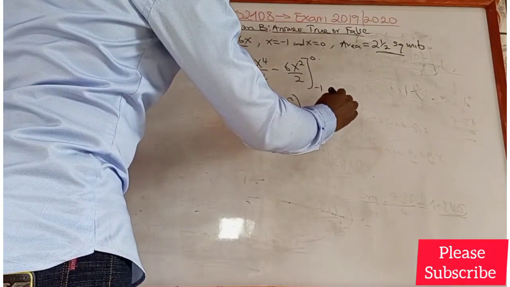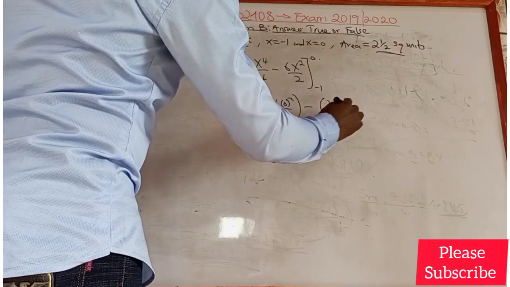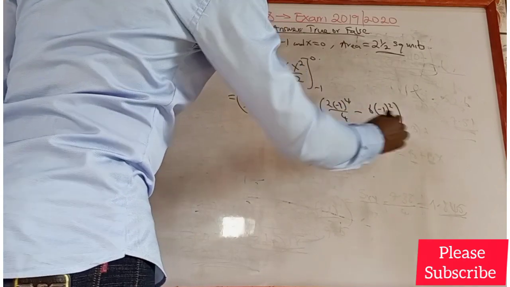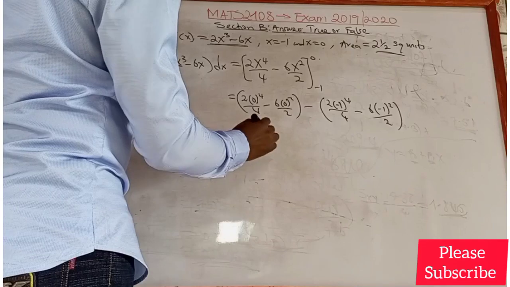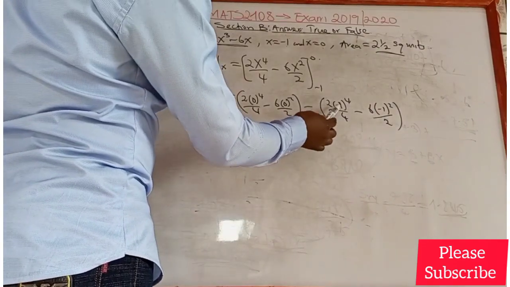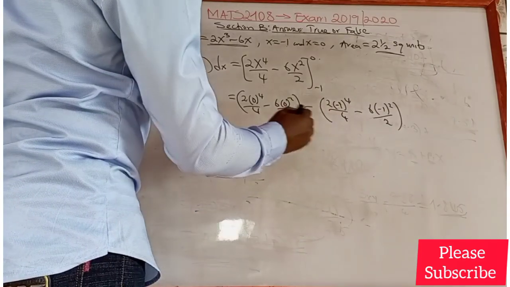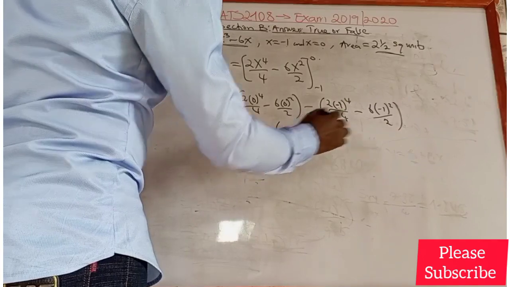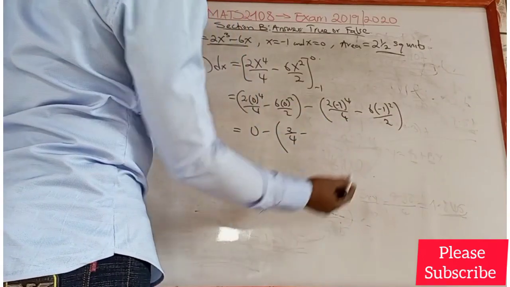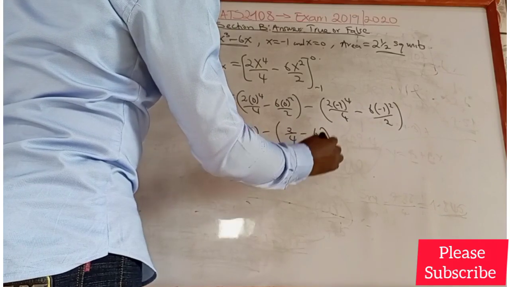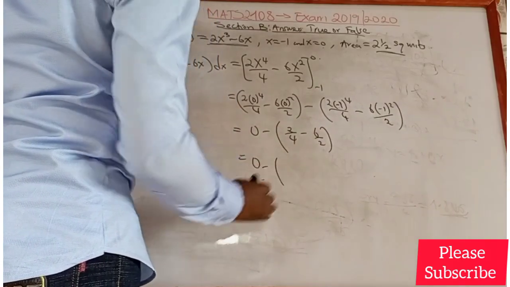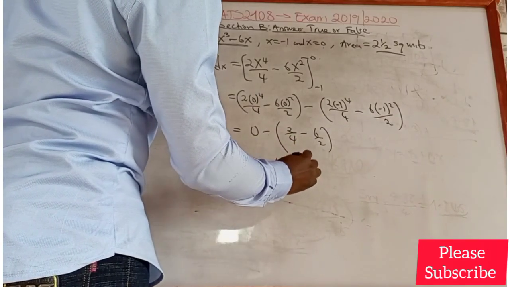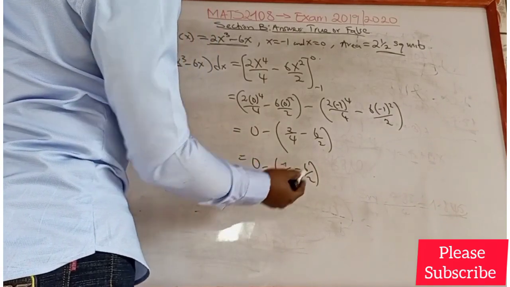We have 2 into -1 to the power 4 divided by 4 minus 6 into -1 squared divided by 2. Alright, this is 0, this is 0. So 0 minus, here, -1 to the power 4 is 1, so it gives us 2 on 4 minus, -1 squared is also 1, so this gives us 6 on 2. Simplifying this, we have 0 minus 2 on 4, which is the same as 1 on 2, minus 6 on 2, which is going to give us 1 minus 5.